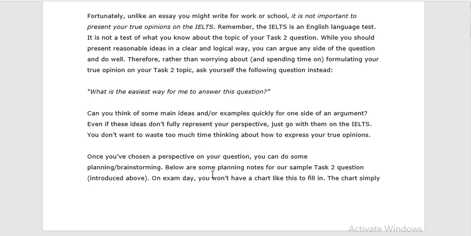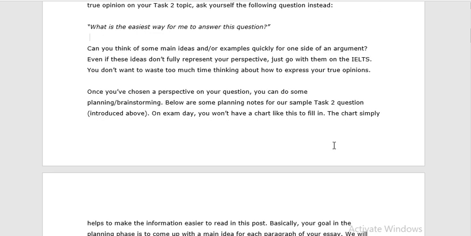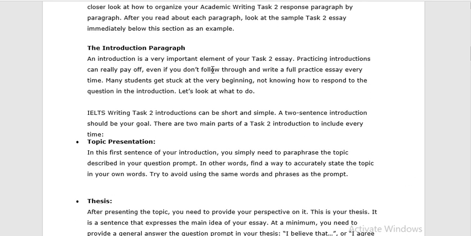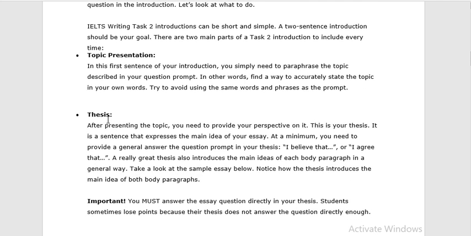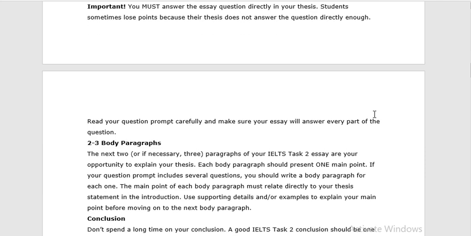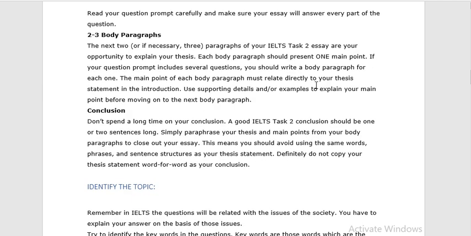Once you have chosen a perspective on your question, you can do some planning or brainstorming. Below are some given examples. Writing your essay: the first one is the introduction paragraph, in which you just rephrase or paraphrase your question. Then it's your thesis. I will upload this document so you can read it easily.